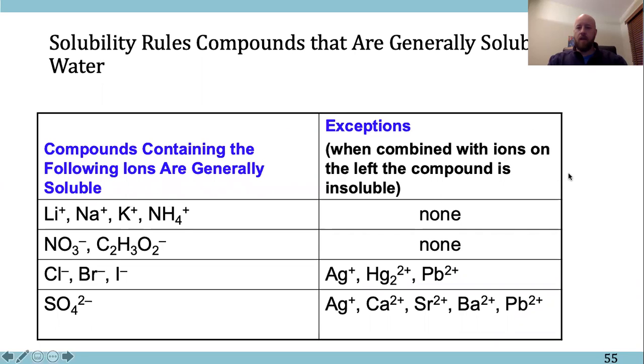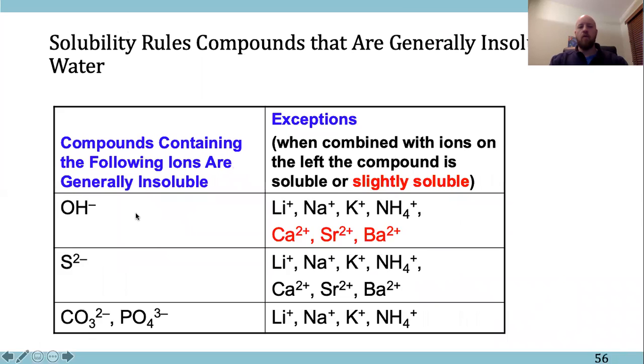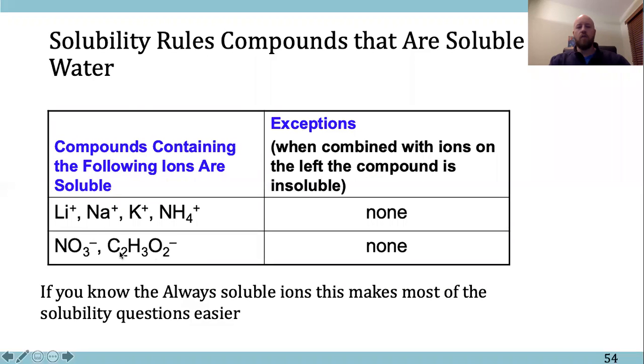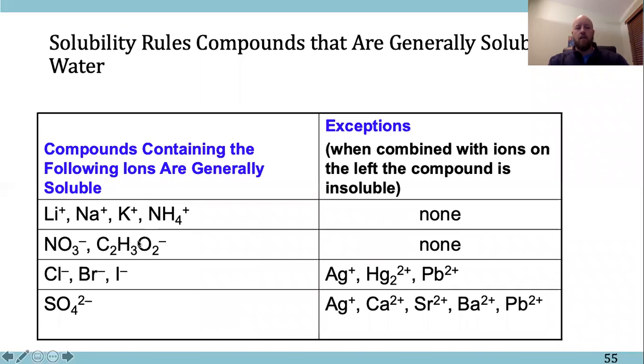All right. And now we go to the next ones. The first ones were always soluble, no matter what. Next, we have things like chloride, bromide, iodide, and sulfate. These are generally soluble, except these ones have exceptions. When they're paired with things like silver, mercury, and lead, they are insoluble. They form solids. That's why we saw the silver chloride was a solid when sodium chloride wasn't.